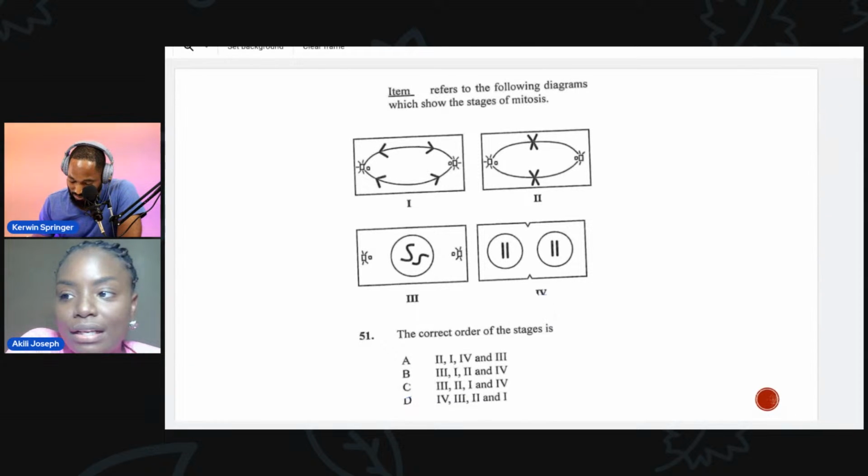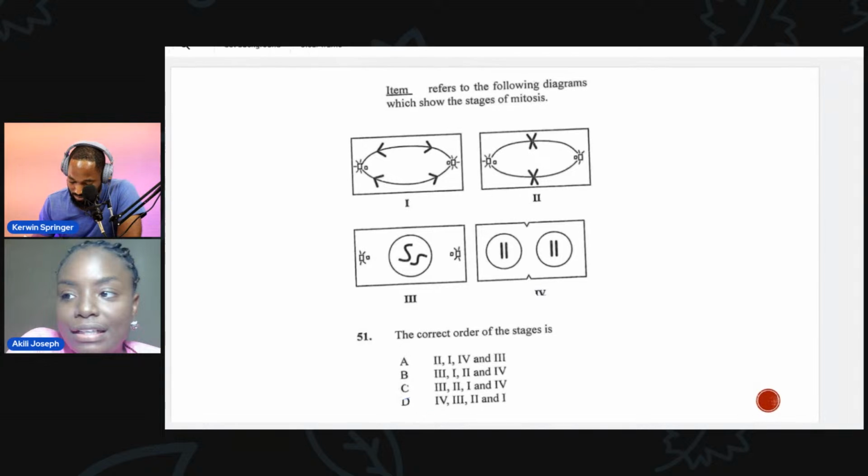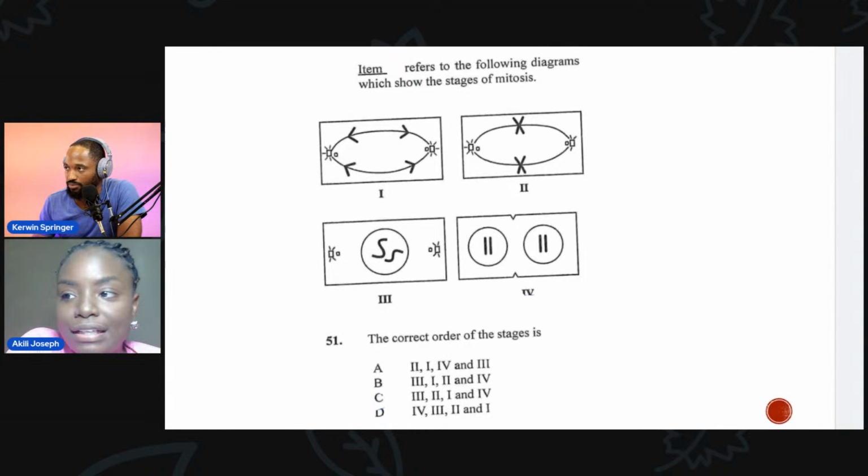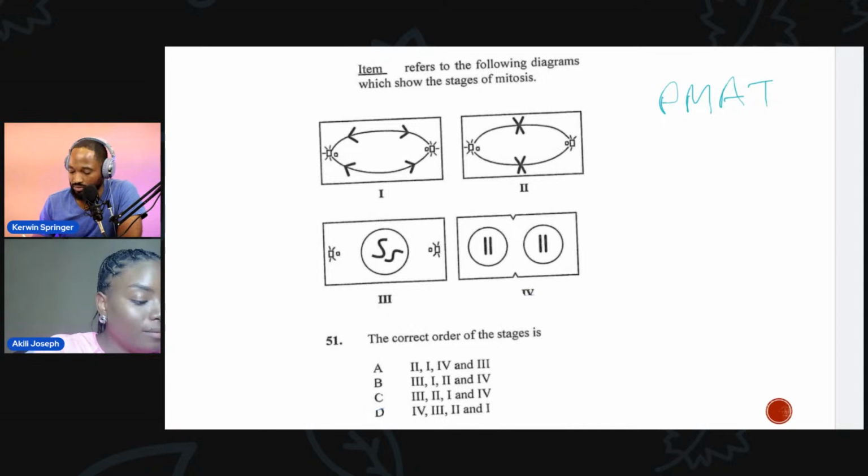With mitosis, the acronym that you really want to remember, most teachers teach it, is PMAT. You can find it in my YouTube videos. PMAT stands for prophase, metaphase, anaphase, and telophase. So that's the order.